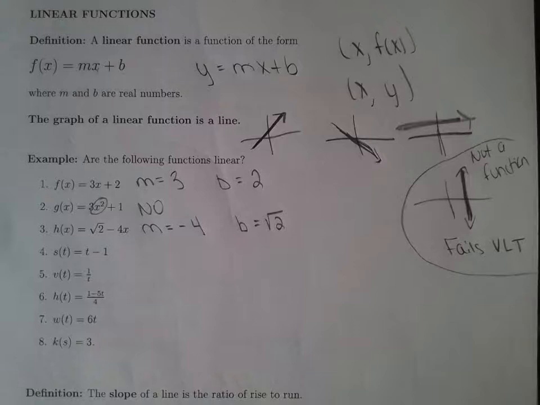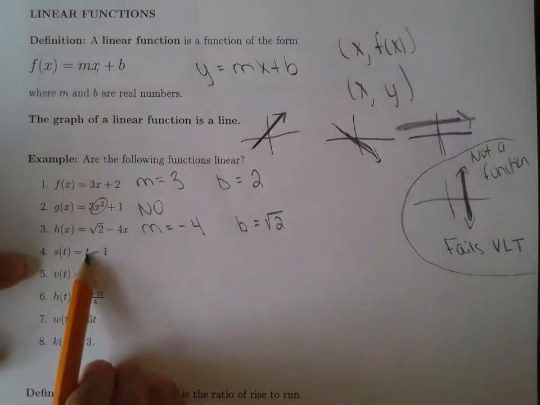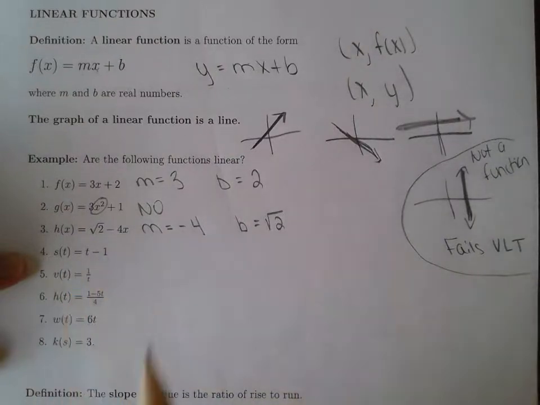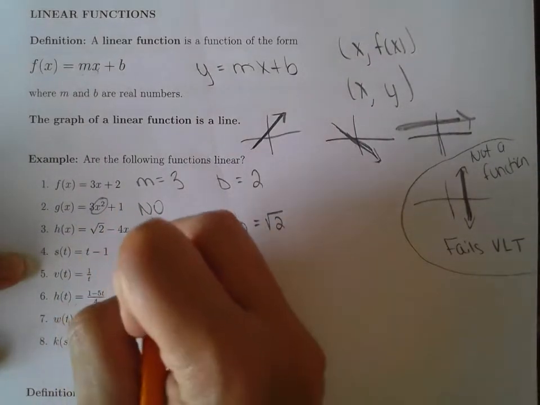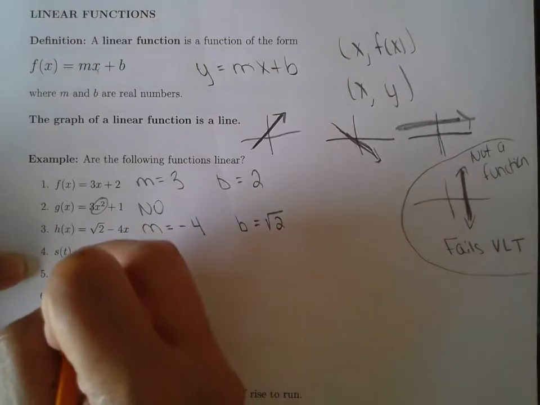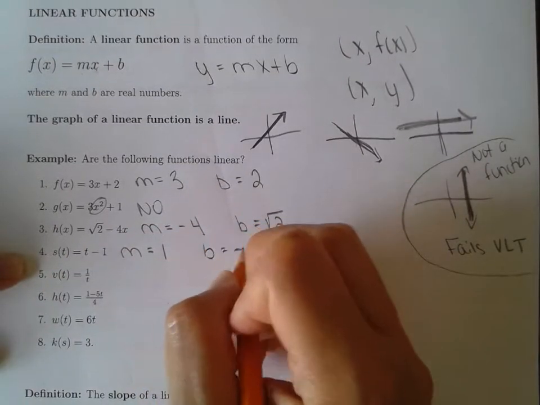Number 4, s of t equals t minus 1. This is a linear function. It doesn't matter what variable you have as your input. So here the input would be t. M, which is the number attached to the variable, would be 1, so there's an imaginary 1 there. B is negative 1.